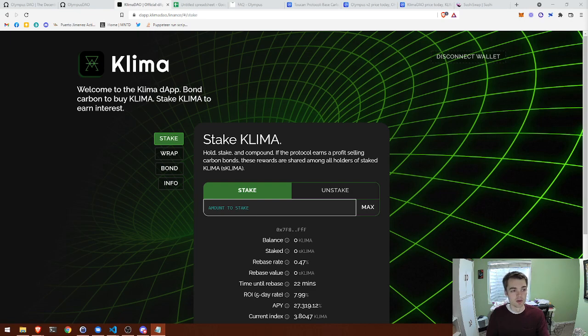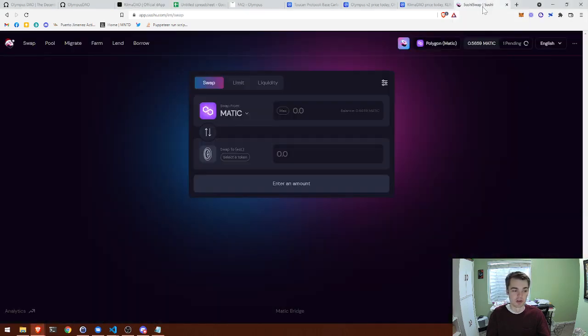So let's just talk a little bit more about that. So traditionally, if I wanted to go buy, we'll say KLIMA token or Olympus token, I would go onto SushiSwap. Okay, so SushiSwap is a decentralized exchange. You go onto Coinbase or Crypto.com, a centralized exchange, and you are basically swapping your US dollars for crypto tokens or coins, right? This is a decentralized exchange, so all you do is you hook up your crypto wallet and then you swap one token for another token.